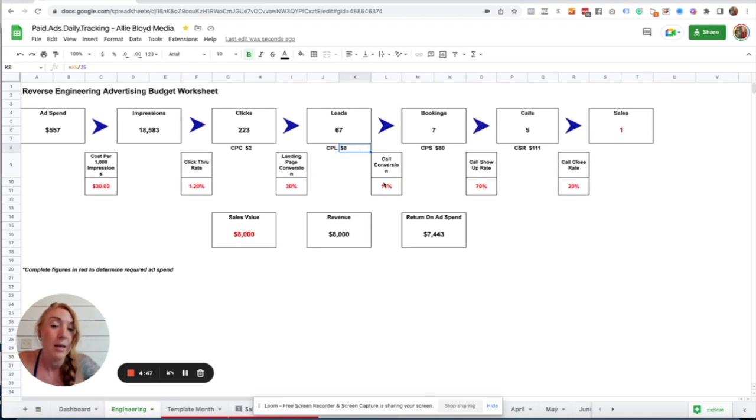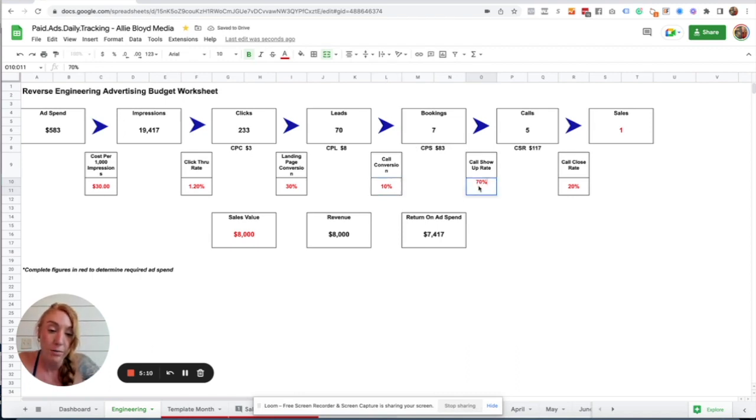Now, how many of those leads schedule calls? If I'm at an 11% call conversion rate or 10.5, let's see what happens when I take that up to 15. Okay. Now I'm at $392 ad spend to make $7,608. This is a very, very powerful number.